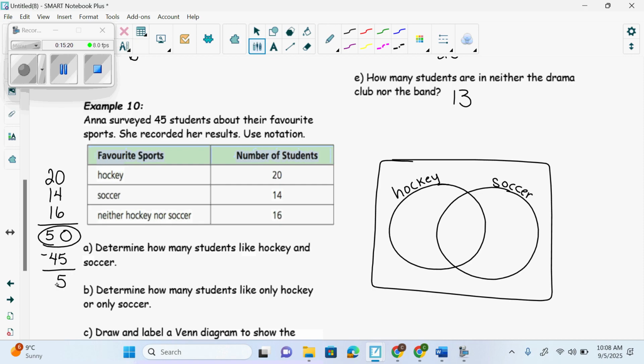So I'm going to put the 5 here. Then the hockey circle has 20. There's already 5 in it, so this will be 15. The soccer circle needs 14. There's already 5 in it, so this is 9. And the neither is 16. And if I add that up, I do get 45.